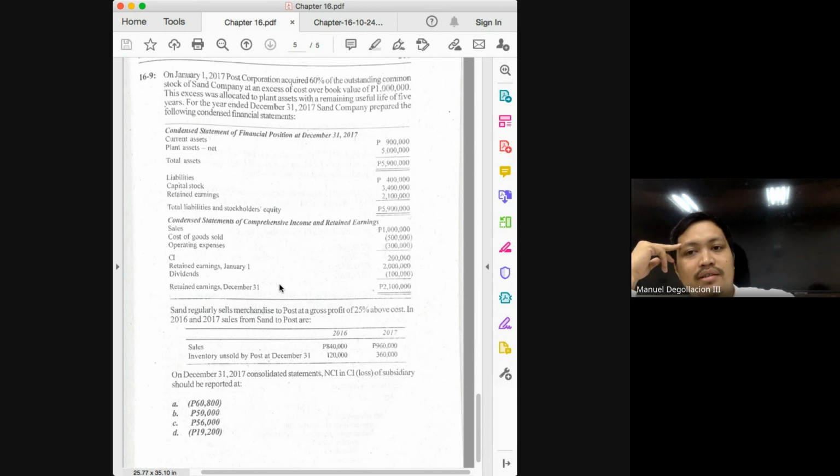How much is the excess? 1 million. Over how many years is it good for? 5. So 1 million divided by 5 will give you 200,000. Okay? And since this is an overstatement of the fair value over the book value, this would mean that the depreciation expense reported by the subsidiary is understated in the eyes of the consolidated entity.